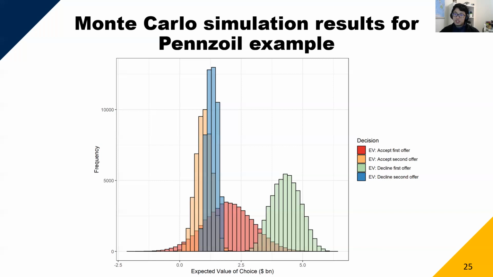Just based off of these distributions, what would you say? Which one has higher expected value, the blue or the orange? The blue, yeah, by a little bit. So blue is decline the second offer. So if I were a betting man, I would decline the first offer and I would decline the second offer.